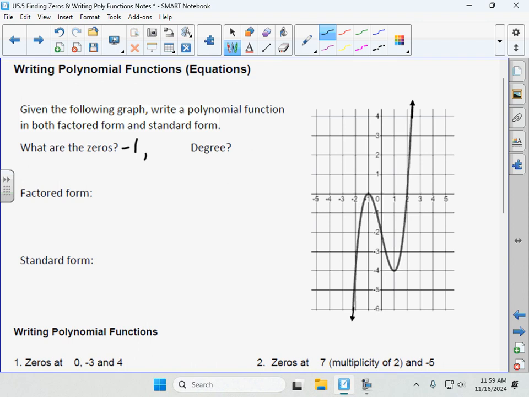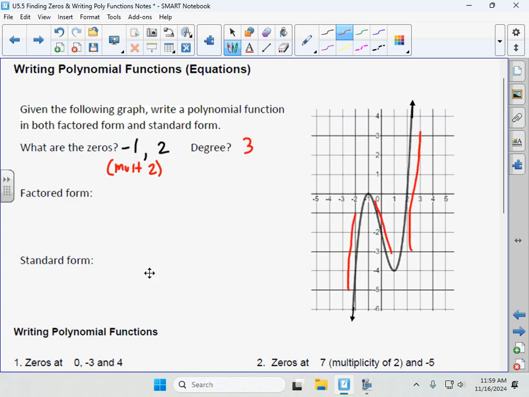Now, -1, because of the bounce that's occurring, has a multiplicity of 2. There's a double -1, so there are two -1s occurring. That's how you get the bounce. And then you have the +2. This is a degree 3. Again, you could count the slants, 1, 2, 3.